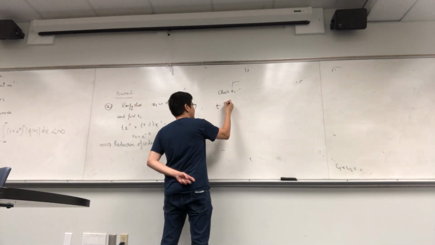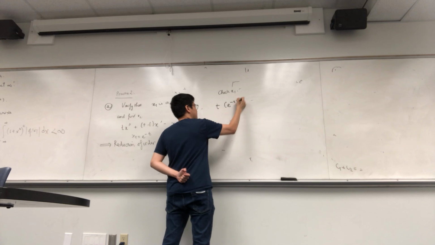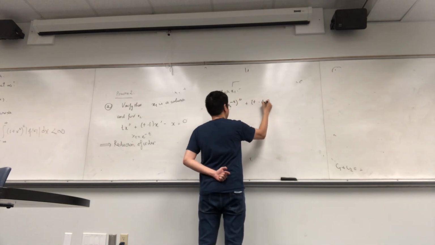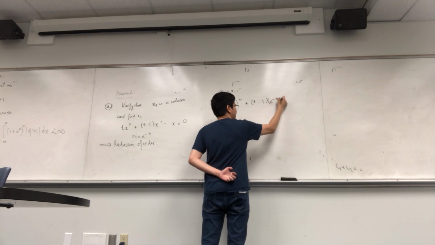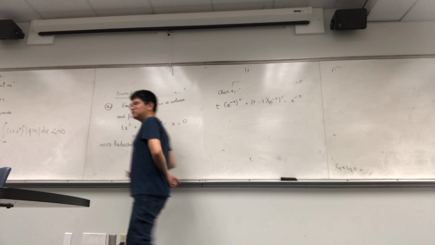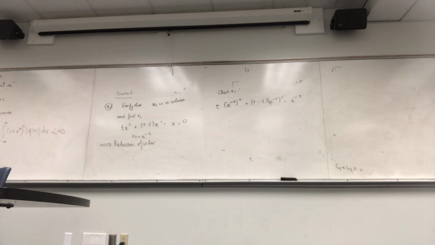So you want t times (e to the power minus t)'' plus (t minus 1) times (e to the power minus t)' minus e to the power minus t. And you want this to be 0. So what is the second derivative of e to the power minus t? Yes? e to the power minus t.